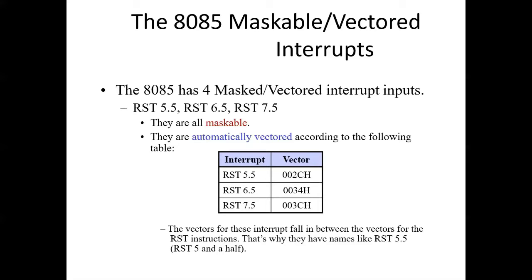The 8085 has 4 masked or vector interrupt inputs. These are RST 7.5, RST 6.5 and RST 5.5. Both RST 5.5 and RST 6.5 pins are level sensitive inputs. RST 6.5 has a higher priority than RST 5.5. RST 5.5 in turn has higher priority than INTR.